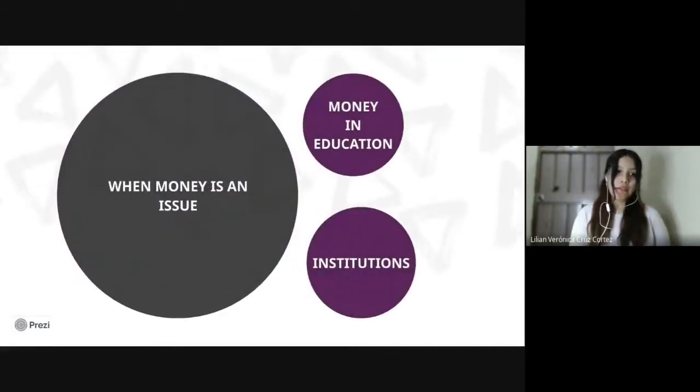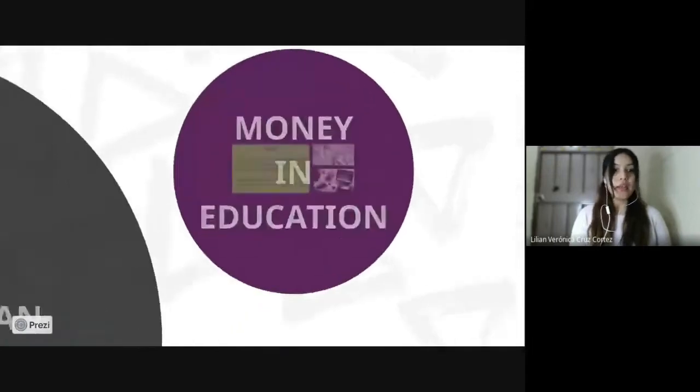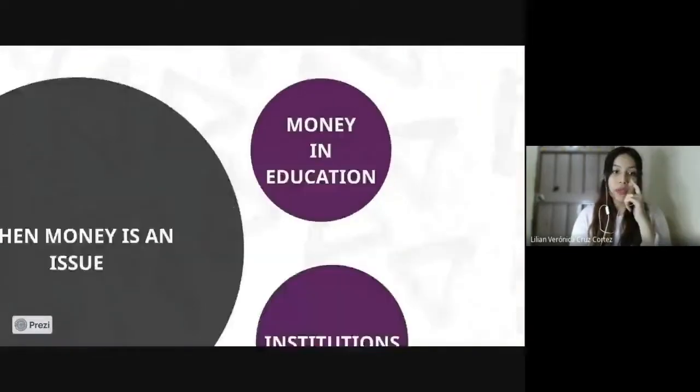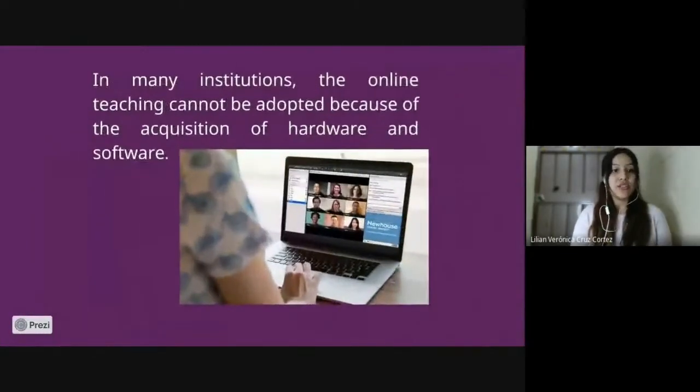First of all, we have when money is an issue. So we have money and education. So money matters, resources that cost money matter, and a more equitable distribution of school funding can improve outcomes, right? And also, many of the ways in which schools currently spend money do improve students' outcomes. But now, let's see about the institutions.